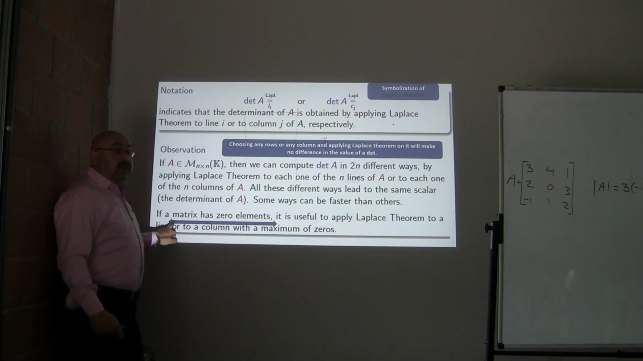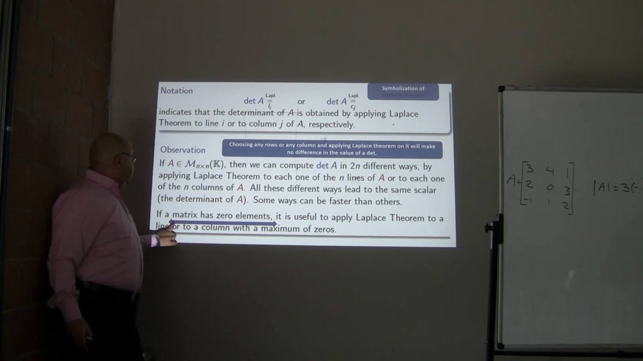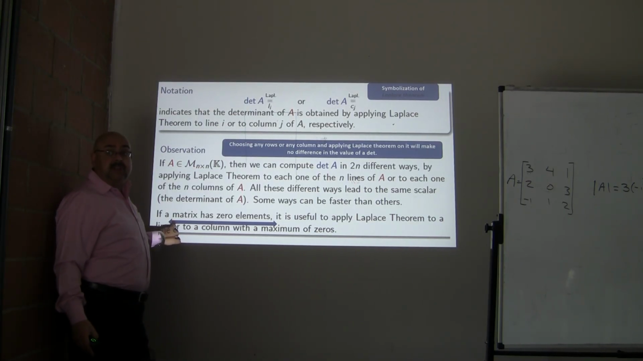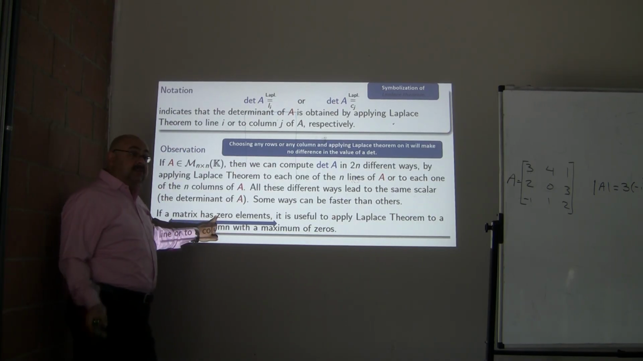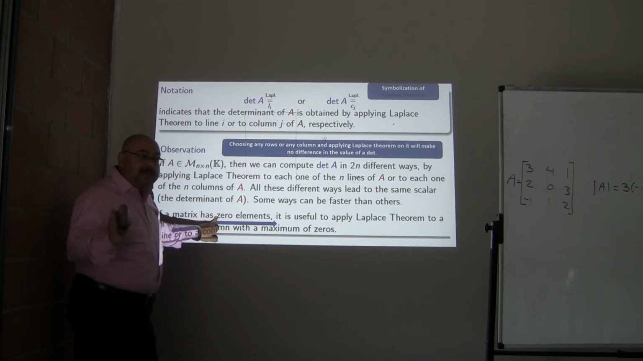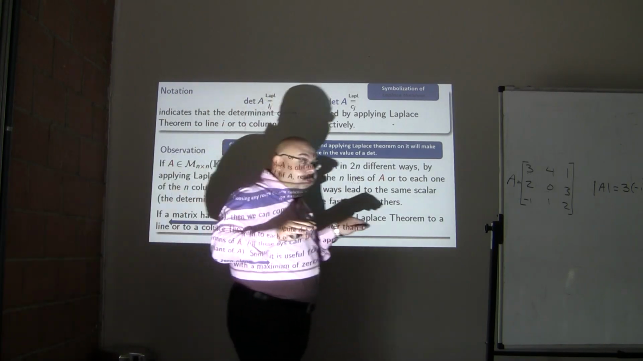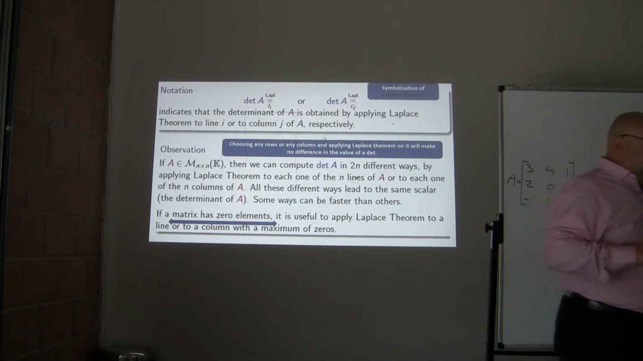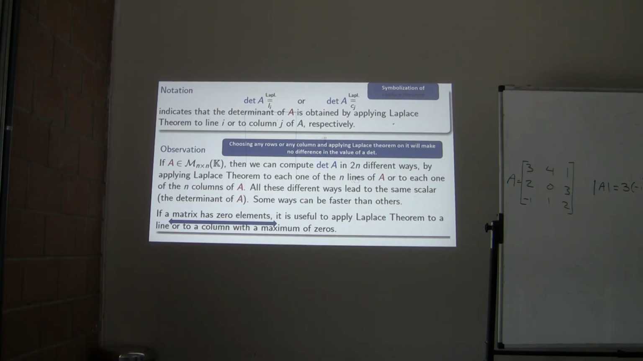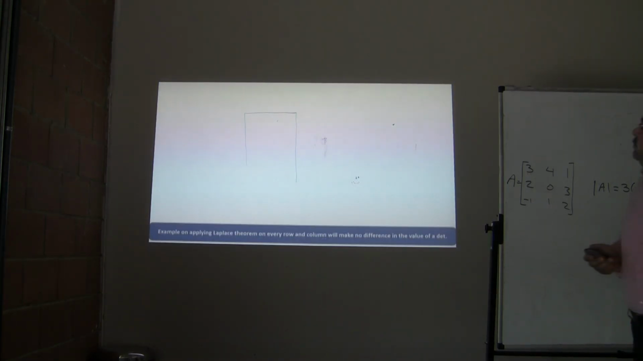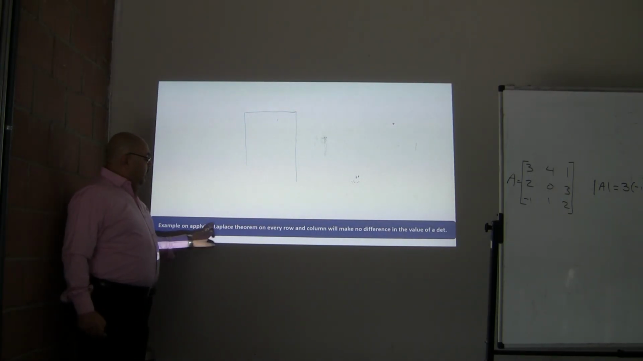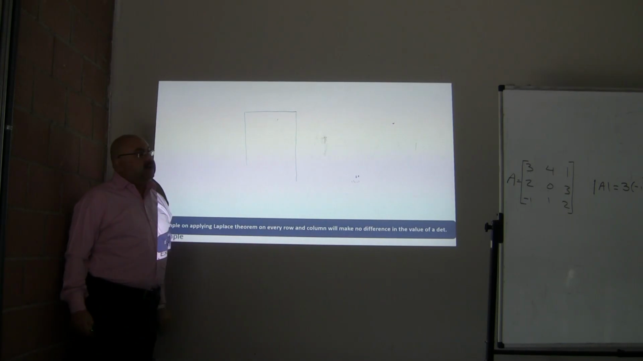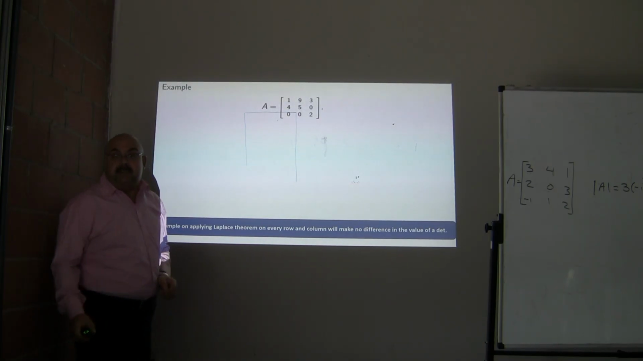Before we go to the next slide, I want you to take good care of this remark. If I'm evaluating the determinant of a matrix and it has a complete row or a complete column equal to 0, the value of the determinant is going to be 0. You don't have to evaluate it. Those are very important points. Next, an example of applying the Laplace theorem on every row and every column of this matrix. Let's go to this matrix.